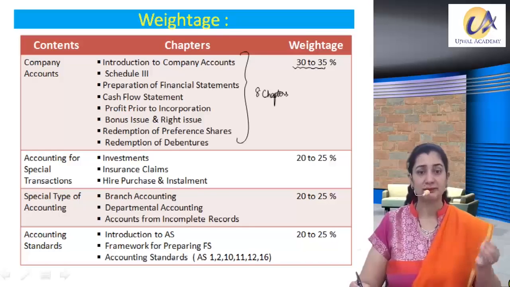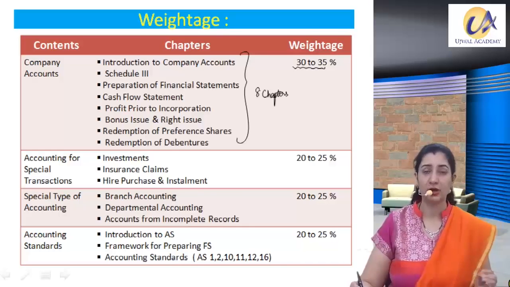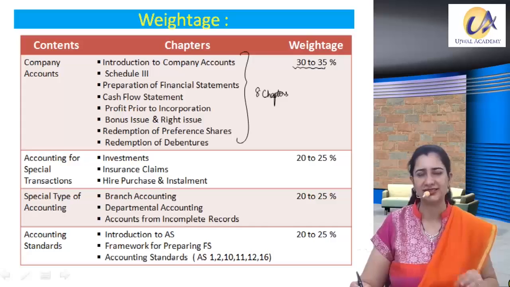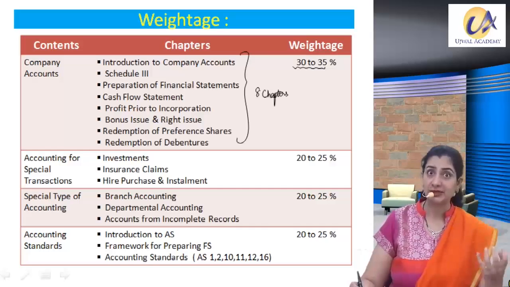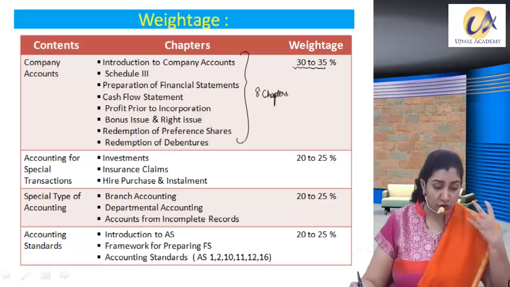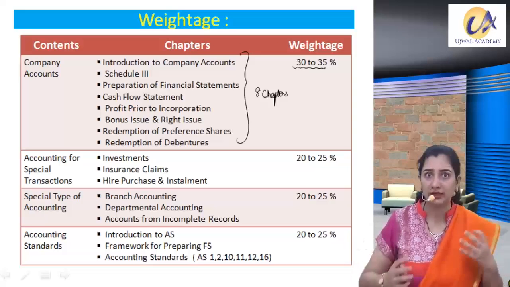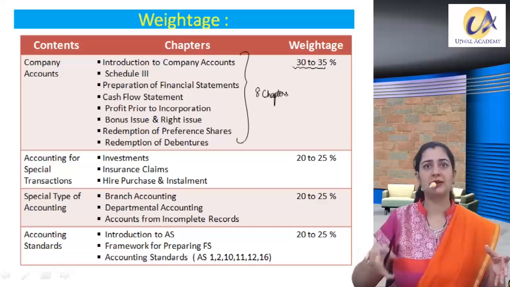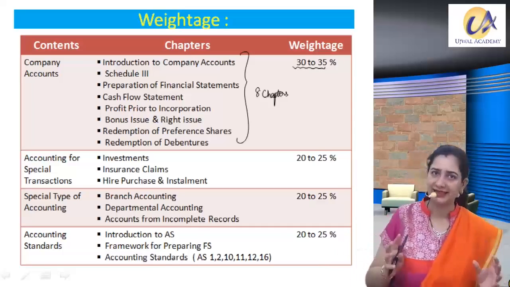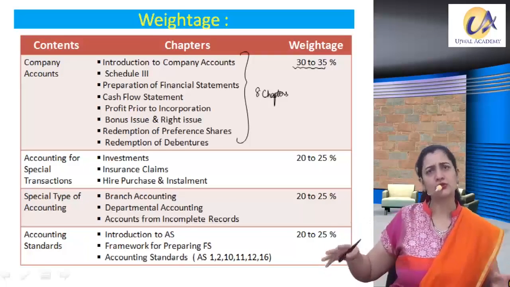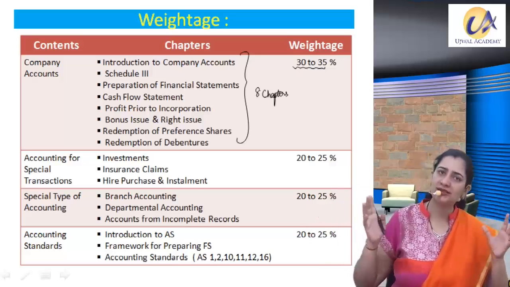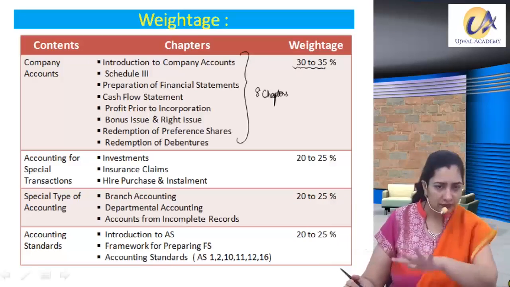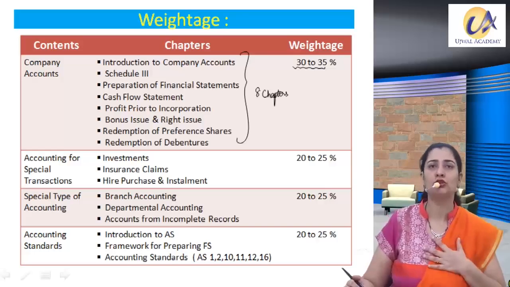Second, I have got special transactions accounting. Accounting for special transactions like investments, how to account for. Insurance claims, how do we calculate. Then we are going to learn about the hire purchase installment system. How do we do the accounting? What is hire purchase? What is installment? We will learn in the chapter. Only a syllabus overview, like all overview I'm giving you right now.